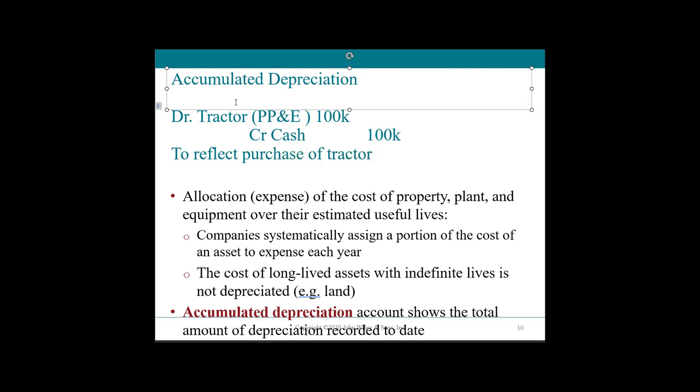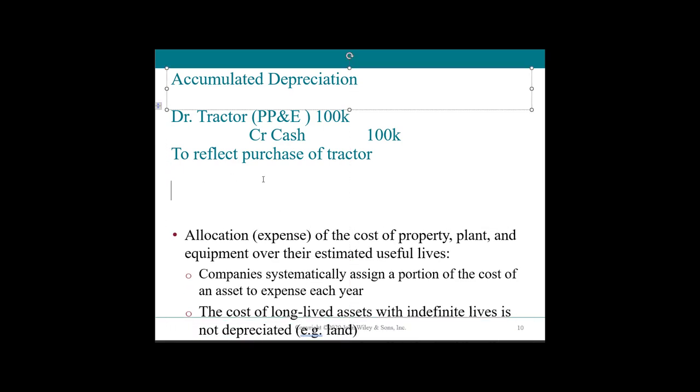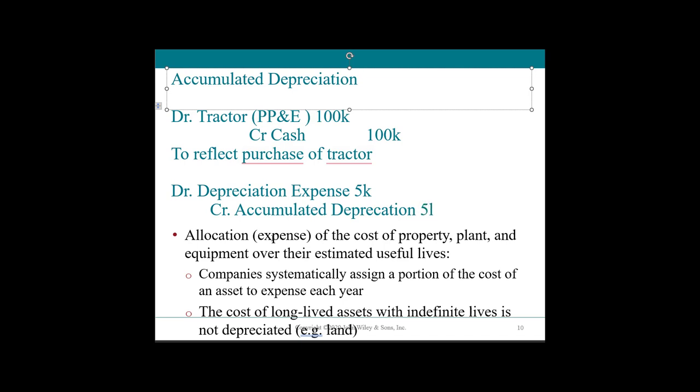Cool. All right. So then I said we are going to use up 1/20th of the tractor every year. Well, in order to do that, we need to expense it. So we're going to debit depreciation expense, and this is going to be $5,000. Cool. And then credit goes to accumulated depreciation. All right. Accumulated depreciation, $5,000. Okay. So then on your balance sheet, this goes on your balance sheet.